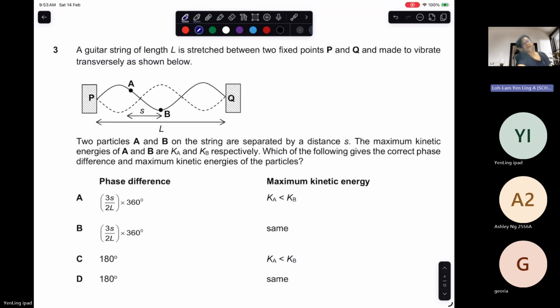Okay, question 3. Question 3 is about stationary waves again. Why did we test so much? Because we didn't test so much in promotional exams, and I think we know this is a weak point. This one is about properties of stationary waves.